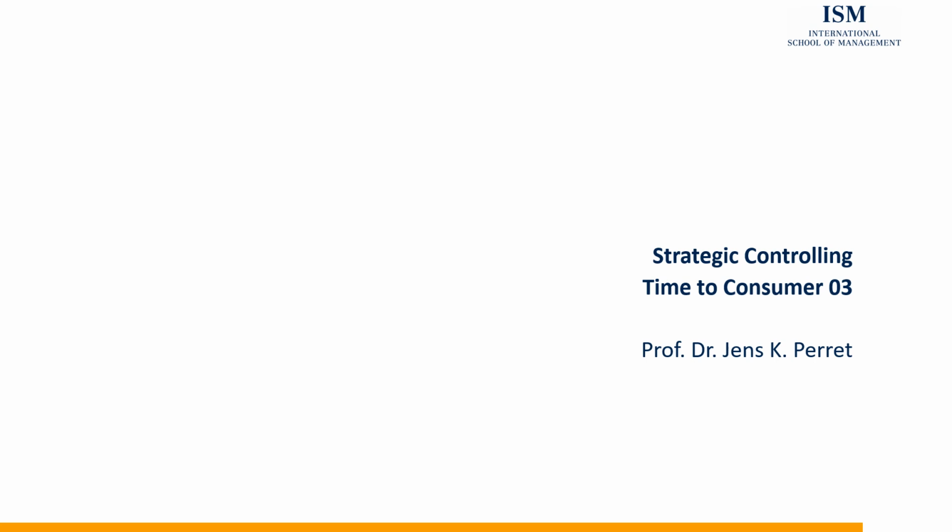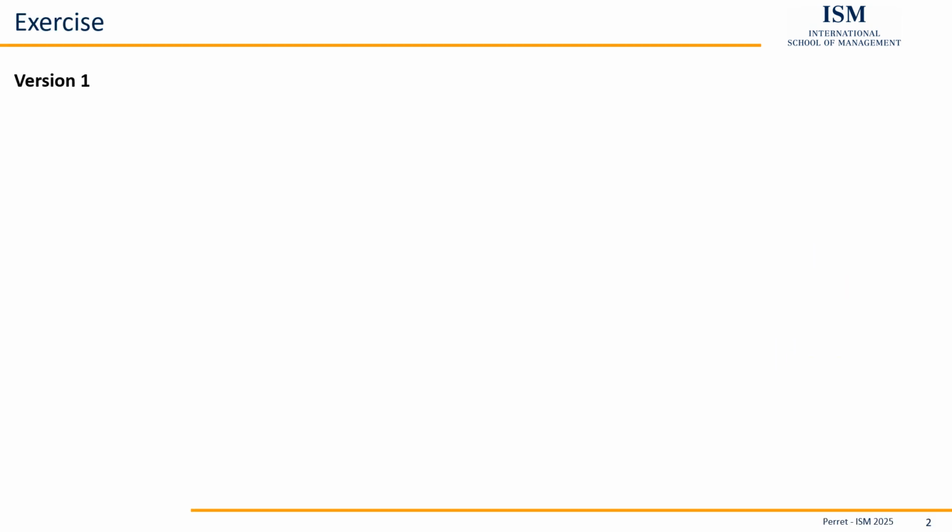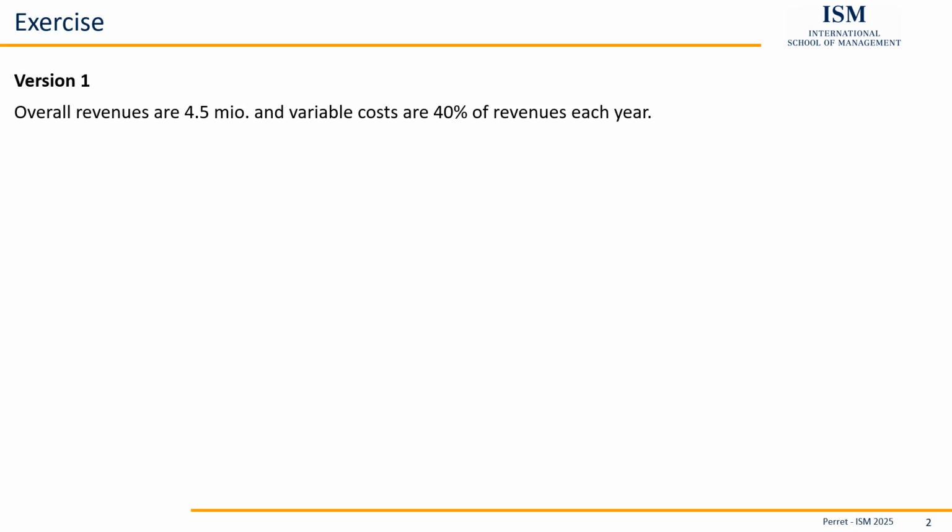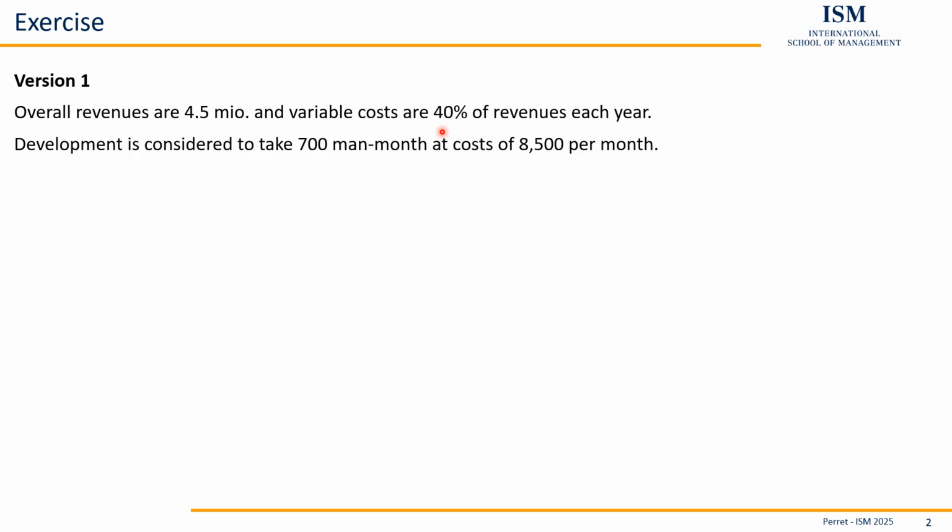Welcome to this exercise on the topic of time to consumer, or the calculation of payoff periods. Here we have two versions of a product. The original product yields revenues of 4.5 million per year and has variable costs of 40% of the revenues.